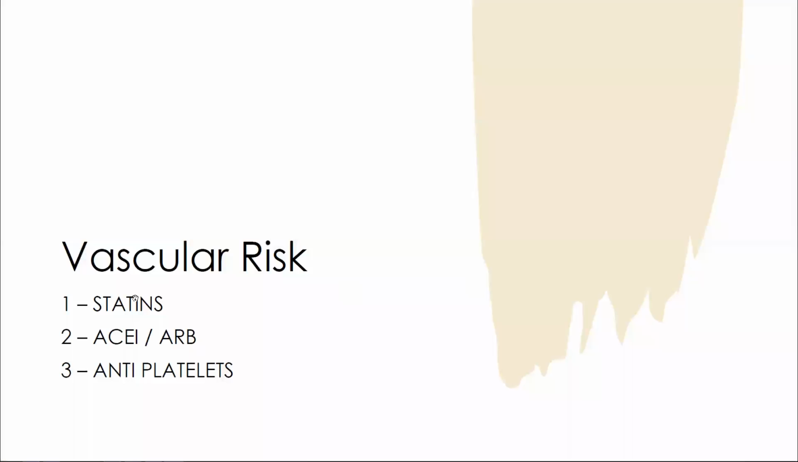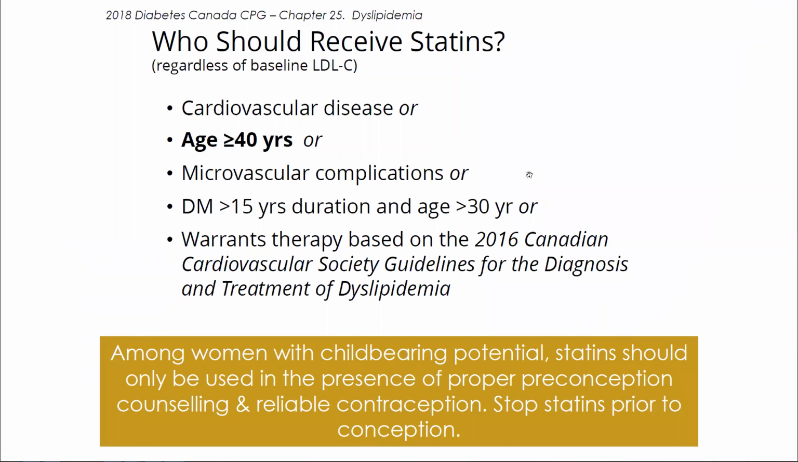Vascular risk, statins, ACE inhibitors, antiplatelets. This hasn't changed very much, so I'll go through this fairly quickly. The diabetes guideline has a whole chapter on each of these, and actually has an app online that you can use to see what people should get.